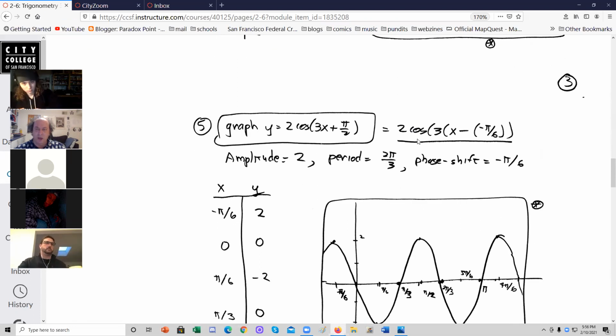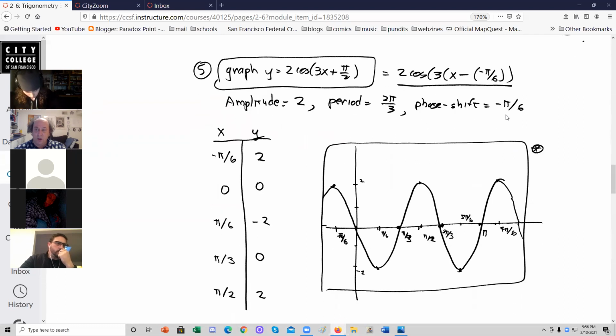We can write this as 2 cosine 3 times (x minus negative pi over 6). Amplitude is 2. Period is 2 pi over 3. Phase shift is negative pi over 6. So, since the phase shift is negative pi over 6, I make the table starting at negative pi over 6. At that value, you get cosine of 0, which is 1, times 2 makes it 2.